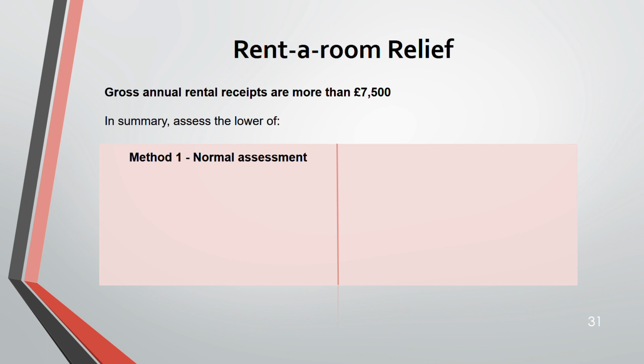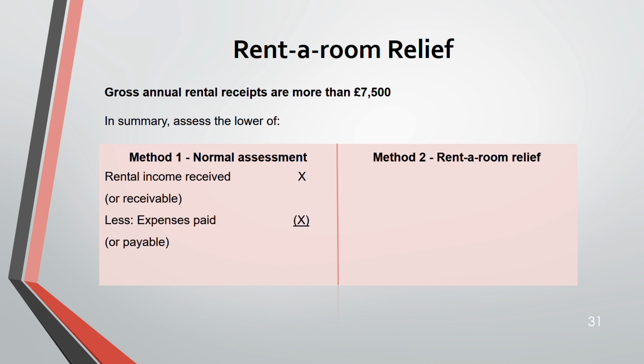Method one, normal assessment. Method two, rent a room relief. Rental income received or receivable, expenses paid or payable. Why paid or payable and received or receivable they wrote? See, I told you, default is cash basis. Question might ask you accrual basis also. So accordingly, you will see if it's cash basis, then income received. If it's accrual basis, then receivable. If it's cash basis, expense paid. If it's accrual basis, expenses payable. Okay.